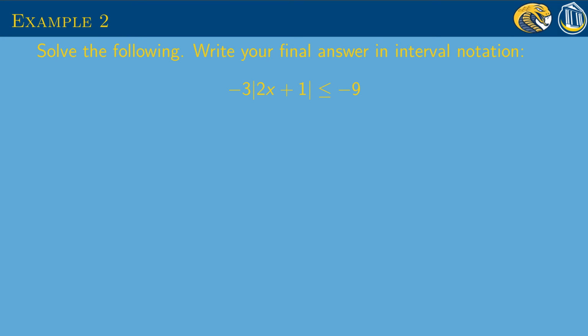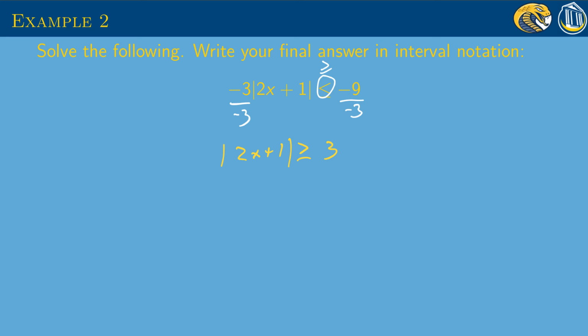Let's try one more. Negative 3 times the absolute value of 2x plus 1 is less than or equal to minus 9. So we've got to keep two things in mind here. First of all, when we're simplifying our left-hand side by dividing by minus 3, we have to switch the direction of our inequality since we're multiplying or dividing by a negative number. That means after simplifying, we have the absolute value of 2x plus 1 is greater than or equal to negative 9 over negative 3. That's positive 3.